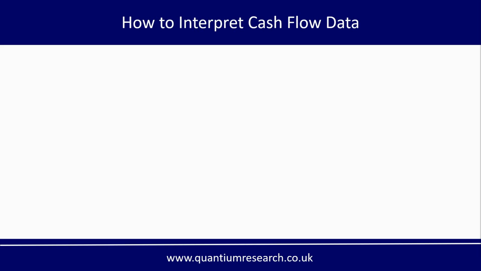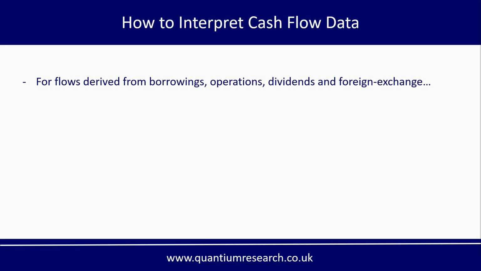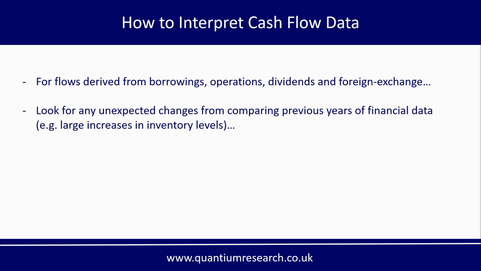So now we're going to look at how we can interpret cash flow data, using some of the flows mentioned in the previous slide, including borrowings, operations, dividends, and foreign exchange. You can use some of these to help yourself interpret the data. These are the bits of data involved, and you would look for any unexpected changes from looking at previous years' worth of financial data. So we've given one example here.